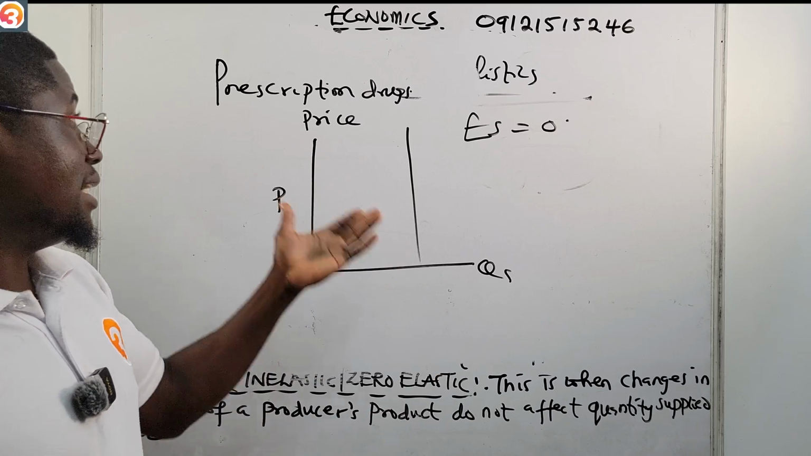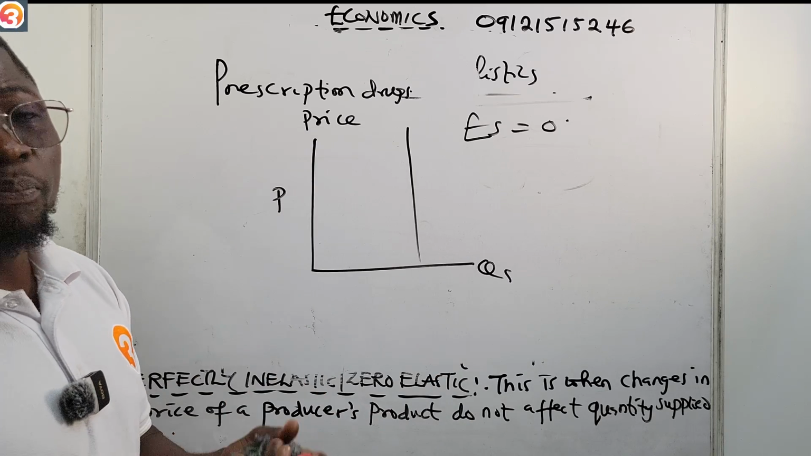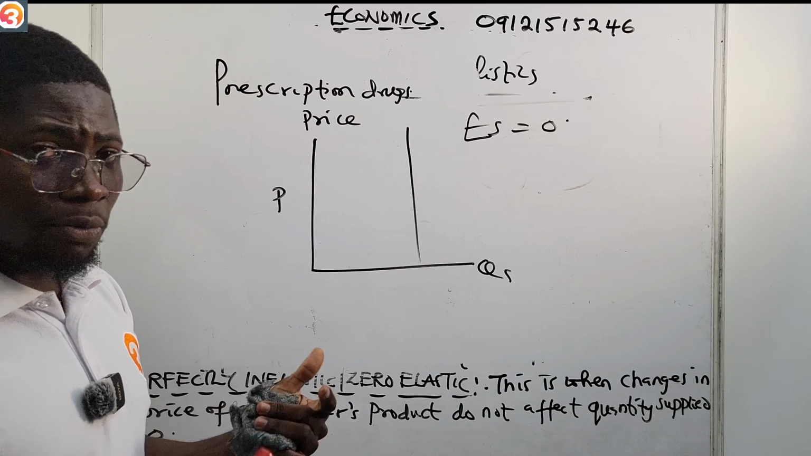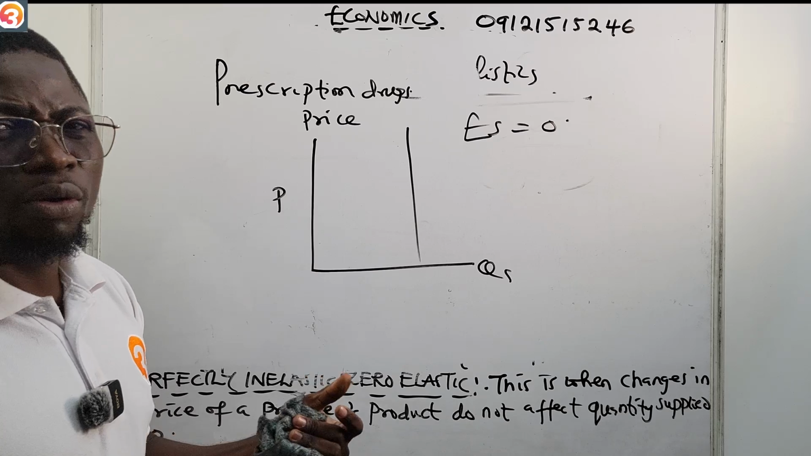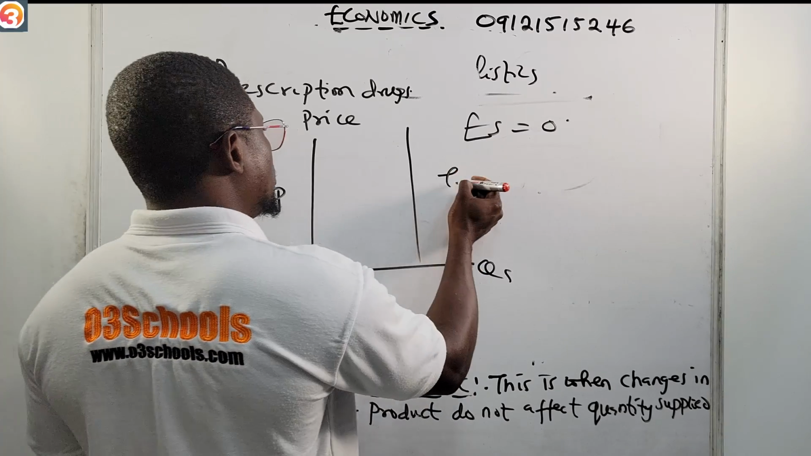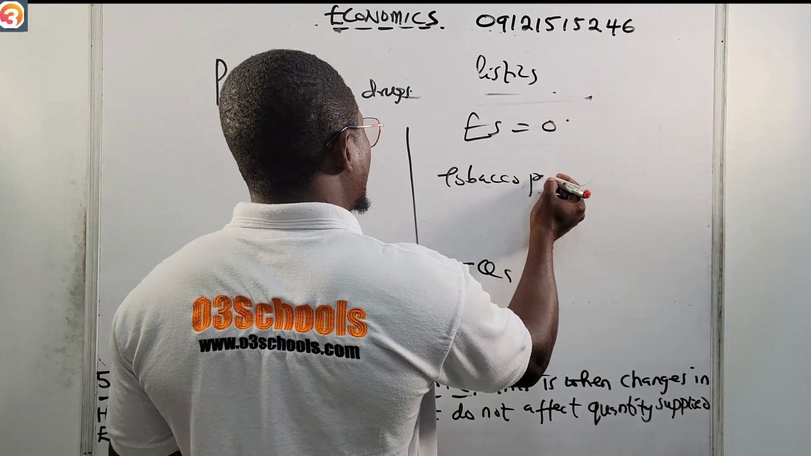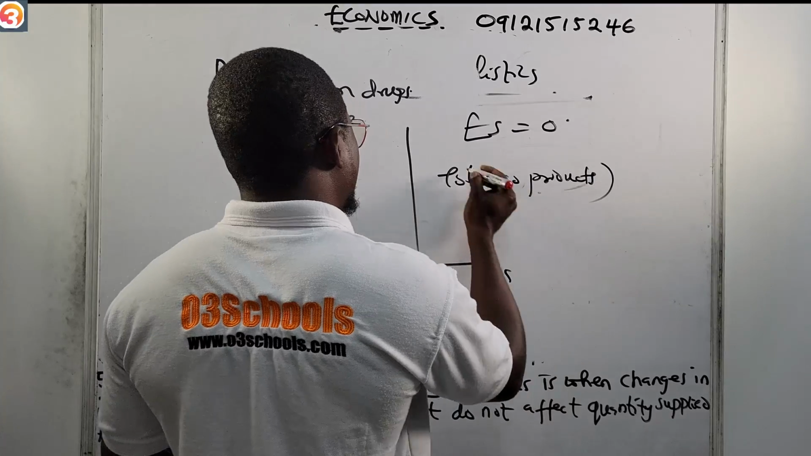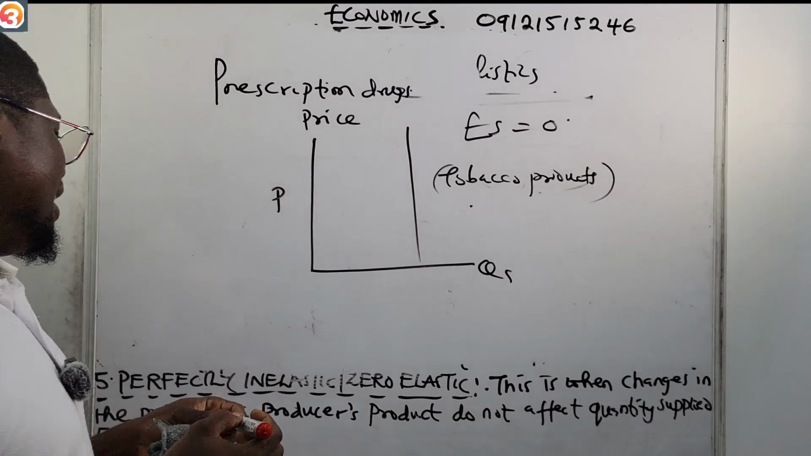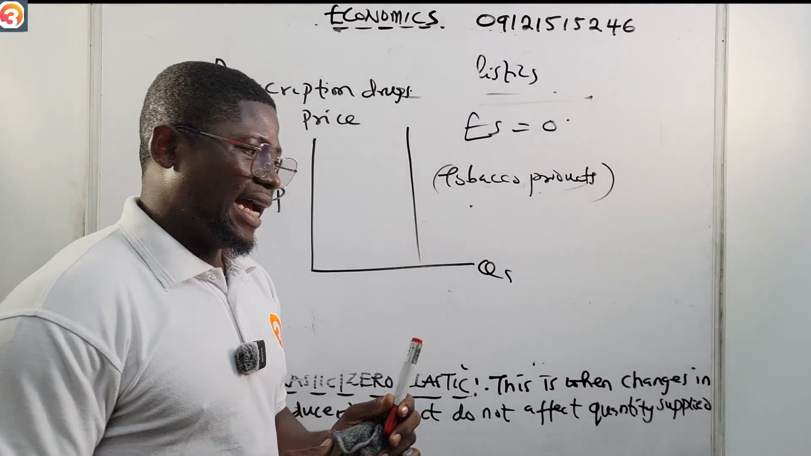Examples of this, I've mentioned prescription drugs, even perishable foods. The other one is what? Tobacco products. All these are examples of perfectly inelastic or zero elastic supply.